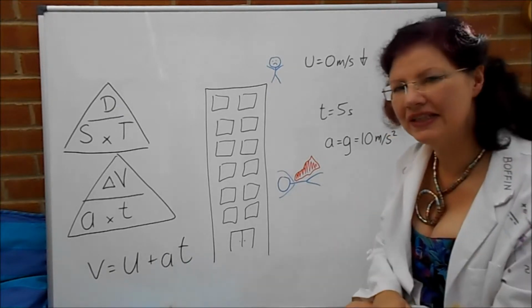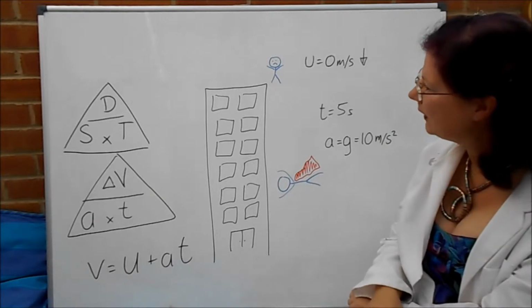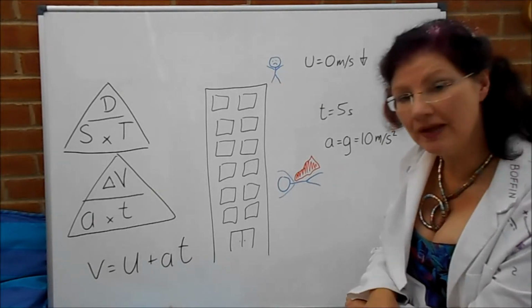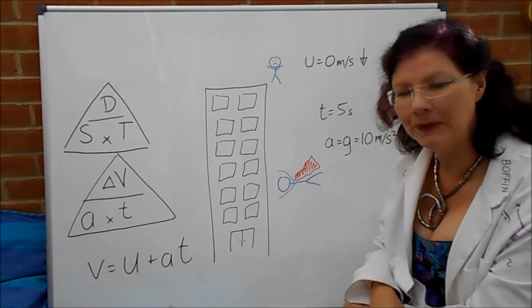Now this is a fairly easy calculation. You may be able to see the answer, but I will just go through it anyway. Okay, so your initial velocity is 0, your acceleration is 10 meters per second squared, and you're falling for 5 seconds before Superman catches you.